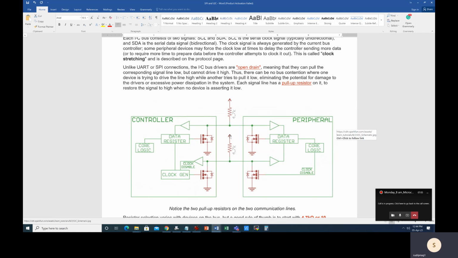So that means VDD is connected across one of the terminals of the resistor. Now there is the clock generator circuit which is present only in the controller and absent in the peripheral, whereas the data register and the logic circuitry and some other supporting circuitries like buffers are present on both controller and the peripheral devices.